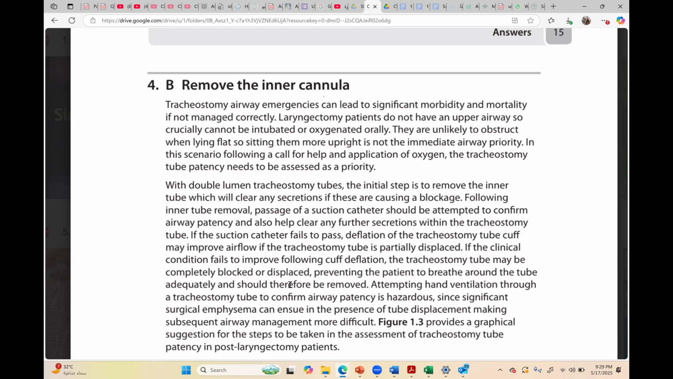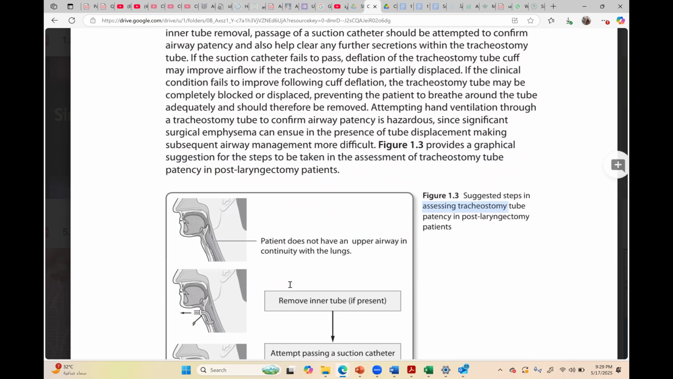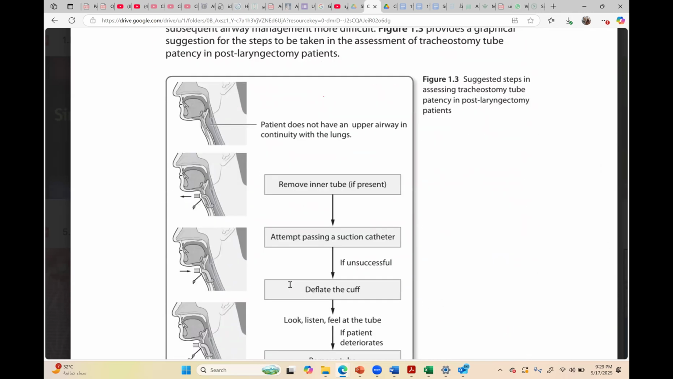Attempting hand ventilation through a tracheostomy tube to confirm airway patency is hazardous, since significant surgical emphysema can ensue in the presence of tube displacement, making subsequent airway management more difficult. Okay, so if you are giving positive pressure ventilation, the emphysema can be increased or can occur. The patient does not have an upper airway, so it's discontinued.